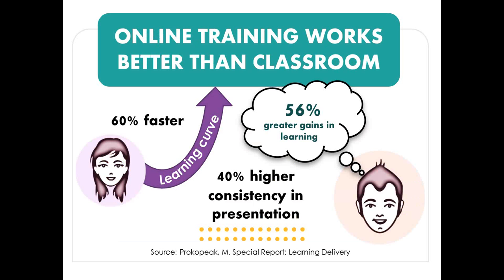Online training works better, and it's far more efficient than traditional classroom training, though we continue to cling to classroom training in many respects. But the learning curve is substantially shortened when we're providing content to people online. And if you think about why people learn 60% faster absorbing content online, this makes a ton of sense. It's not disruptive. This is controlled by the learner. They choose when they can learn.